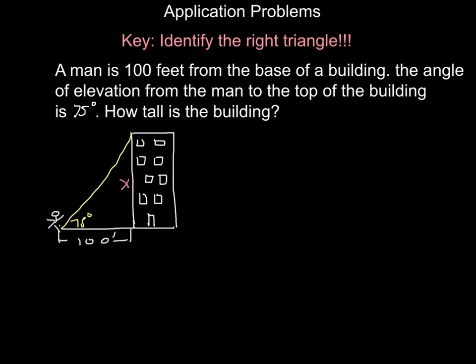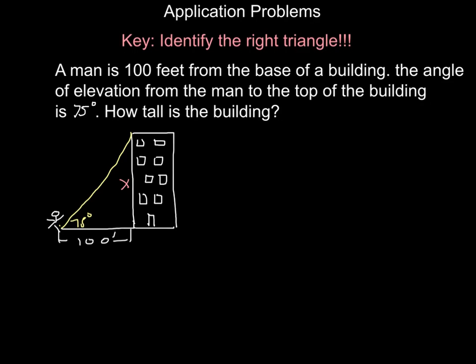Okay, now let's move on to an application problem. The key on any application problem is that you have to identify the right triangle. So what I have here is a man who is 100 feet from the base of a building. The angle of elevation from the man to the top of the building is 75 degrees, and we want to know how tall that building is. One of the things you're going to want to do is make a diagram. I know everybody always says, why do I have to make that? But making a diagram is going to be helpful for you to identify that triangle.